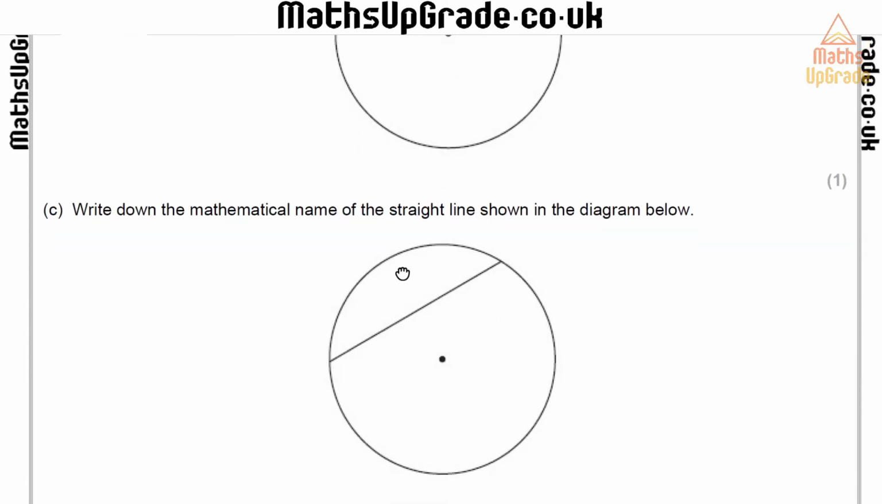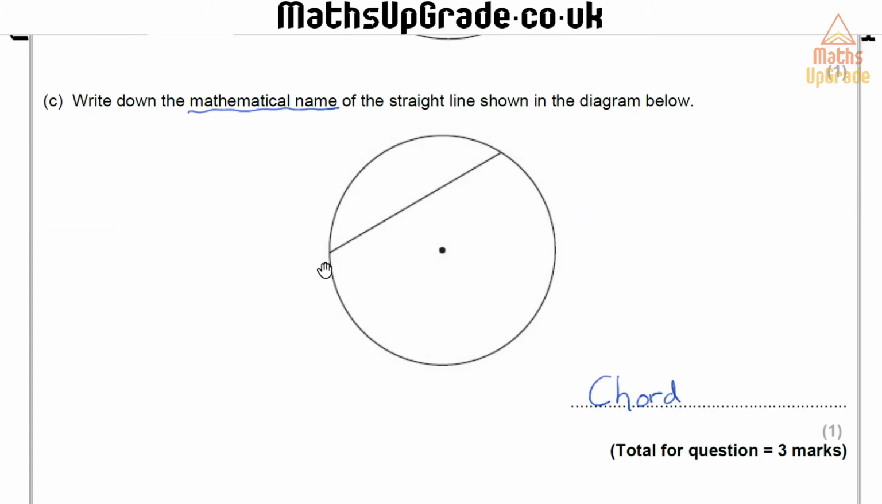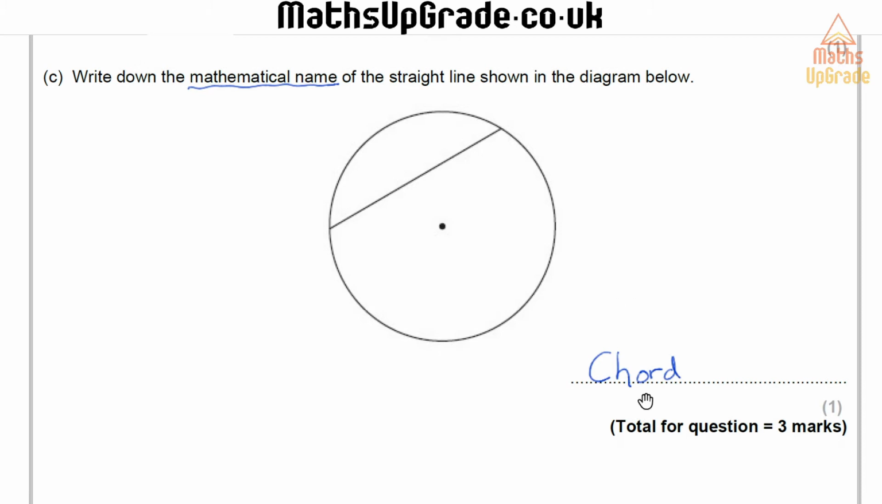Part C, write down the mathematical name of the straight line shown in the diagram below. So this line here is called a chord. That's a chord. Okay, so make sure you spell it correctly, and you'll get that mark. Overall, the whole question is worth 3 marks.